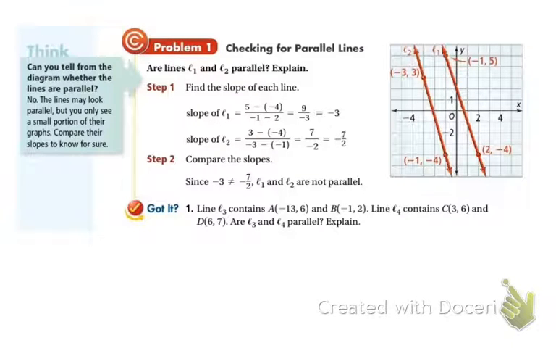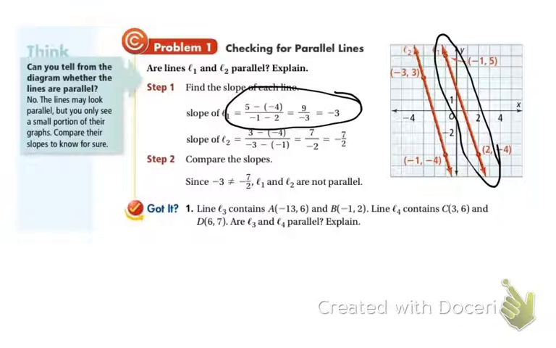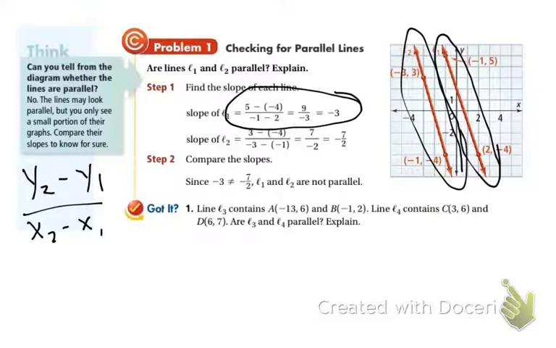Okay, so if we are asked to check if they're parallel lines, we need to figure out their slopes. So I have line 1 with 2 points, and I'd calculate out the slope, right? Plug it into my slope formula, which is y2 minus y1 over x2 minus x1. And then I'd do the same for the second line with 2 points, calculate my slope. If they're parallel lines, they're going to have exactly the same slope. So in this case, I got out -3 and -7/2, so they are not parallel. So let's try our own down here.